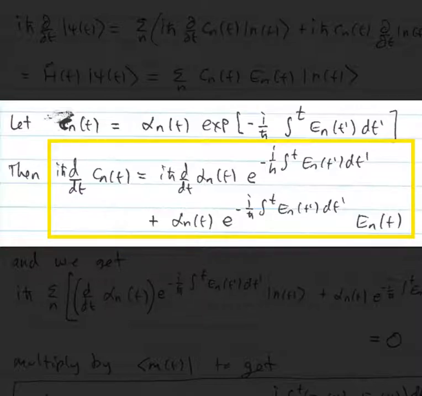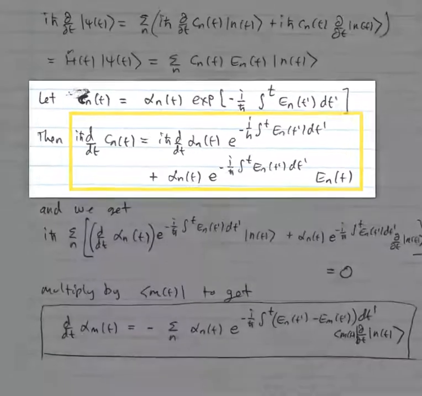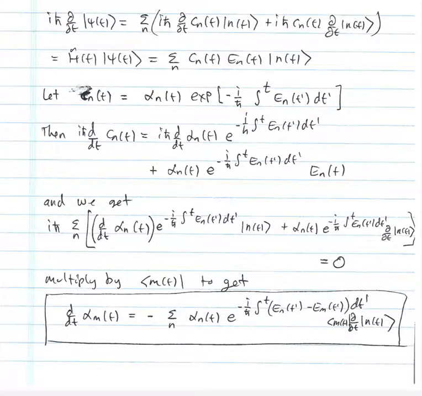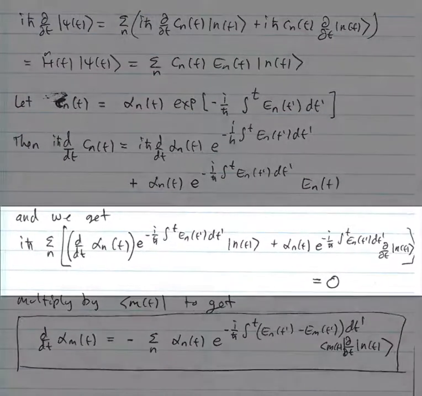I'm going to get i h bar d by dt of alpha n of t, and then in addition, I'm going to pull down a factor of E n of t from that exponent, because I have to take the derivative of the exponent, and that says evaluate the integrand replacing t prime by t. So I get minus i over h bar E n of t, but I'm multiplying by i h bar, so that cancels the factors in front and just leaves me with an E n of t. So now when we plug that into our equation, you see it's very nice. It's going to cancel the E n of t from both sides, and we're going to get the following result.